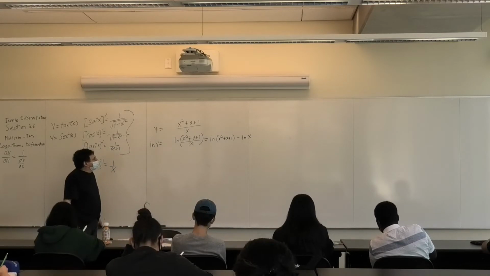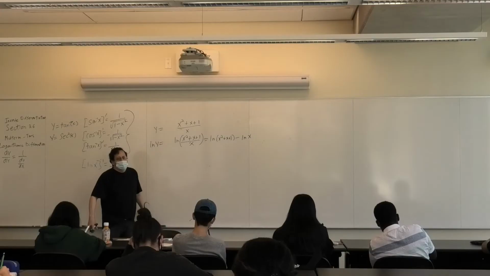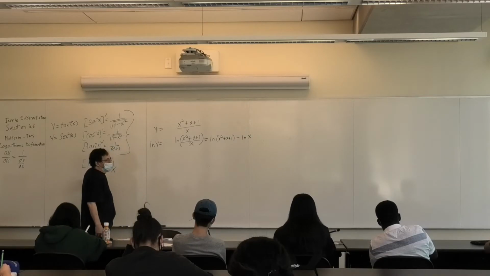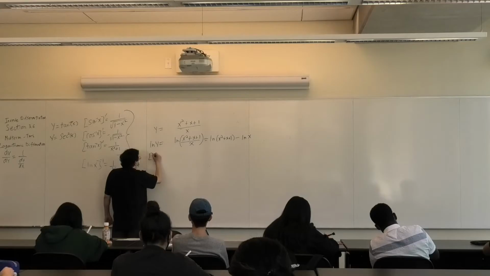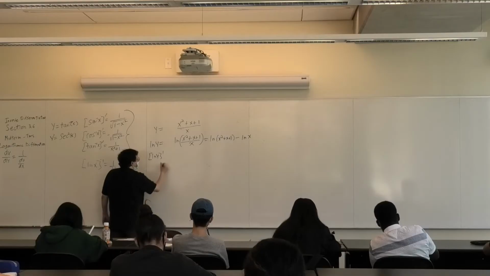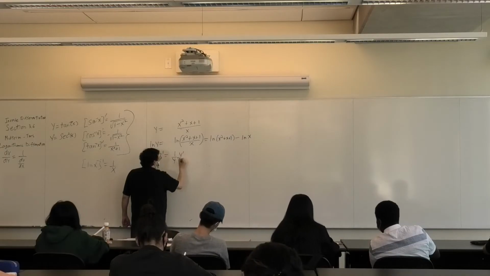Okay. Now we're going to find the derivative of both sides, just like we did when we were doing implicit differentiation. Derivative of the natural log of y, that's just going to be 1 over y times the derivative of y.